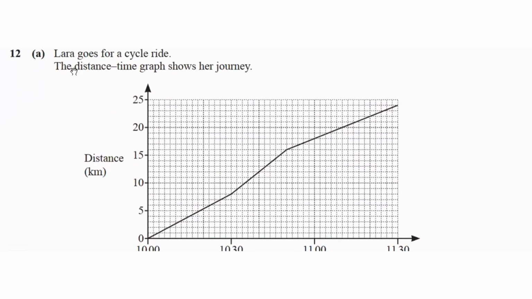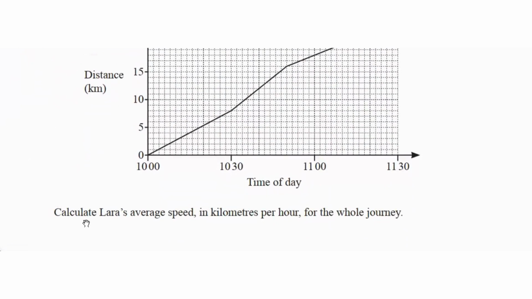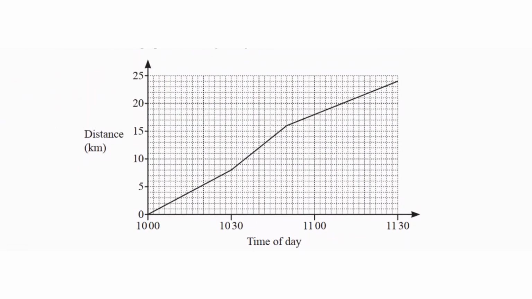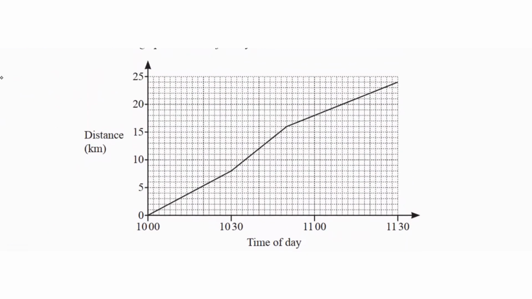Question 12 says, Lara goes for a cycle ride. The distance time graph shows her journey. Calculate Lara's average speed in kilometers per hour for the whole journey. So now if you look at the graph, this is your distance value and this is your time value. So distance over here is 24 and time is 30 minutes.